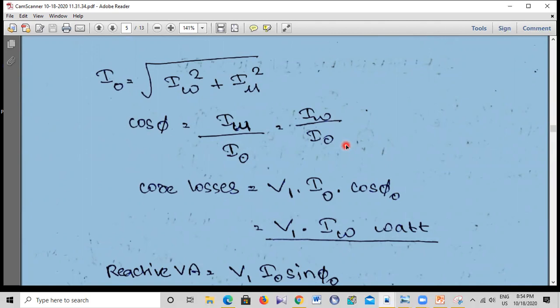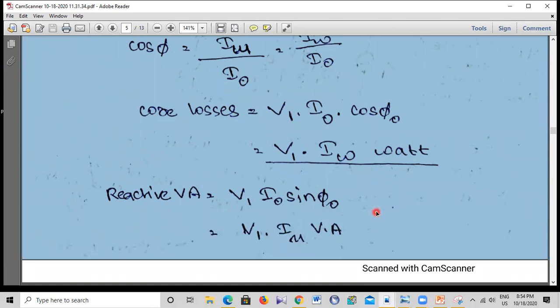Other things will be given, and you have to find the core loss in case of a no load condition. So in case of no load condition, the core loss is V1 into I naught into cos phi naught, that is V1 into Iw watts. And reactive volt ampere will be V1 into I naught sin phi naught. We know the active component is the cos component, and the reactive component is the sine component.